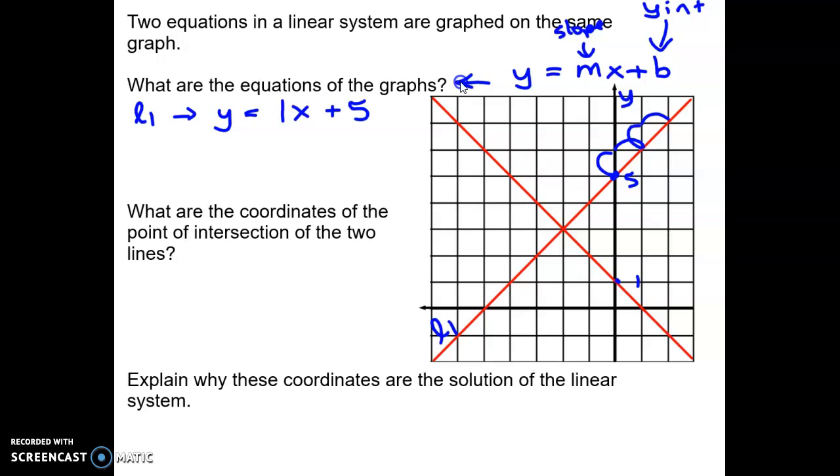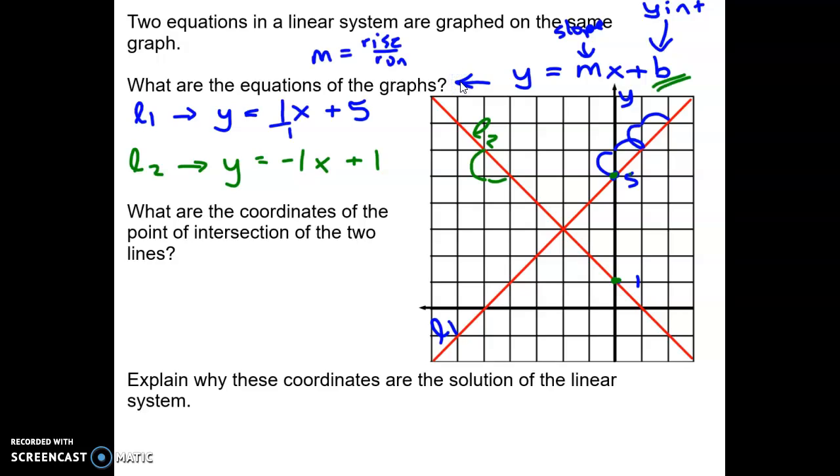Then let's look at line 2. I'm going to call this other one line 2. Line 2 has a y-intercept of 1, but the slope goes down 1 and over 1, down 1 and over 1. So I'd say that line 2 has a slope of negative 1, because it's going down 1 and over 1, and then plus 1 for a y-intercept. Remember that using mx plus b is how we can make the equation of a line.